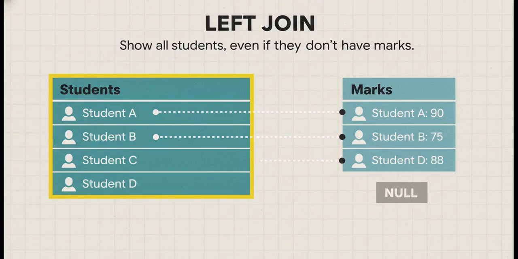And this is the perfect example. Let's say you need a list of every single student enrolled in your school. You don't care if they've taken a test yet or not. You do a left join from your students table to your marks table. You'll get a list of every student, and for the new ones who don't have any grades yet, the marks column will just show up as null.